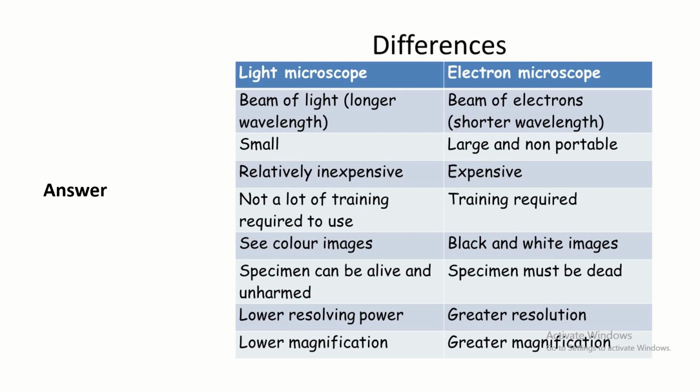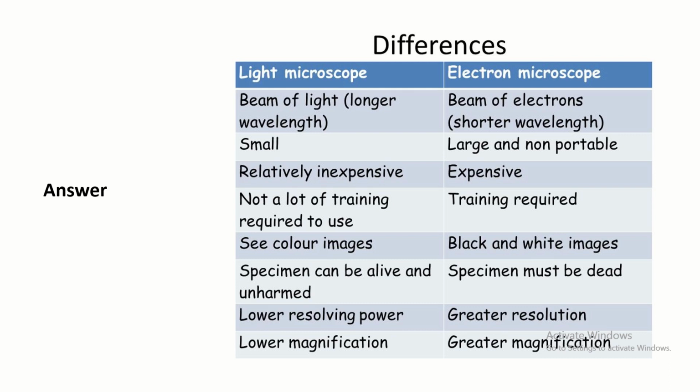Light microscopes are small, and electron microscopes are very large, and they are non-portable, means you cannot carry them in your hands. Light microscopes are inexpensive, electron microscopes are expensive. So when you are going to use light microscope, you do not need such training, but in case of electron microscope you have to be well trained. Light microscope, you can use it to see color images, while in electron microscope black and white images are shown.